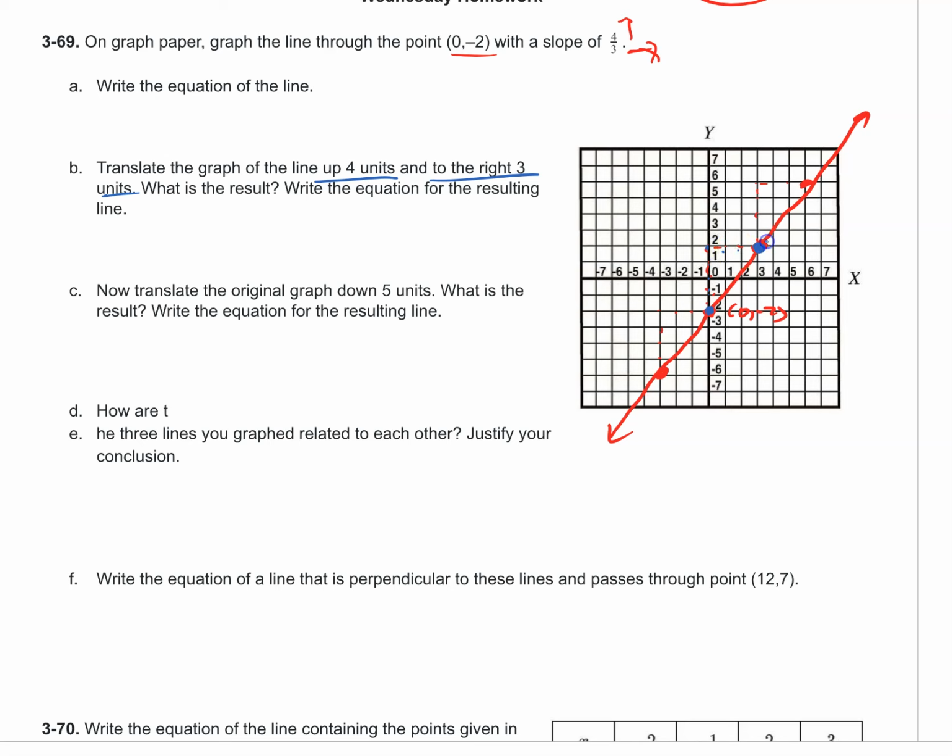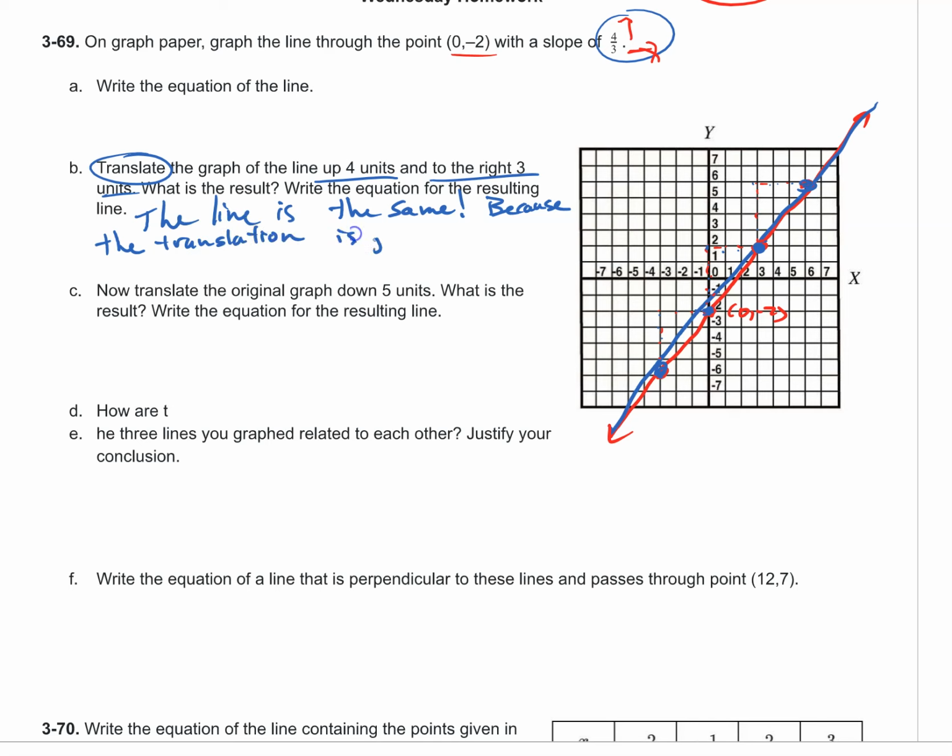And then let's take this other point underneath here, the red one, and move it up 4/3. And you can see that the line is the same. It lines back up with itself because the translation is just the slope.